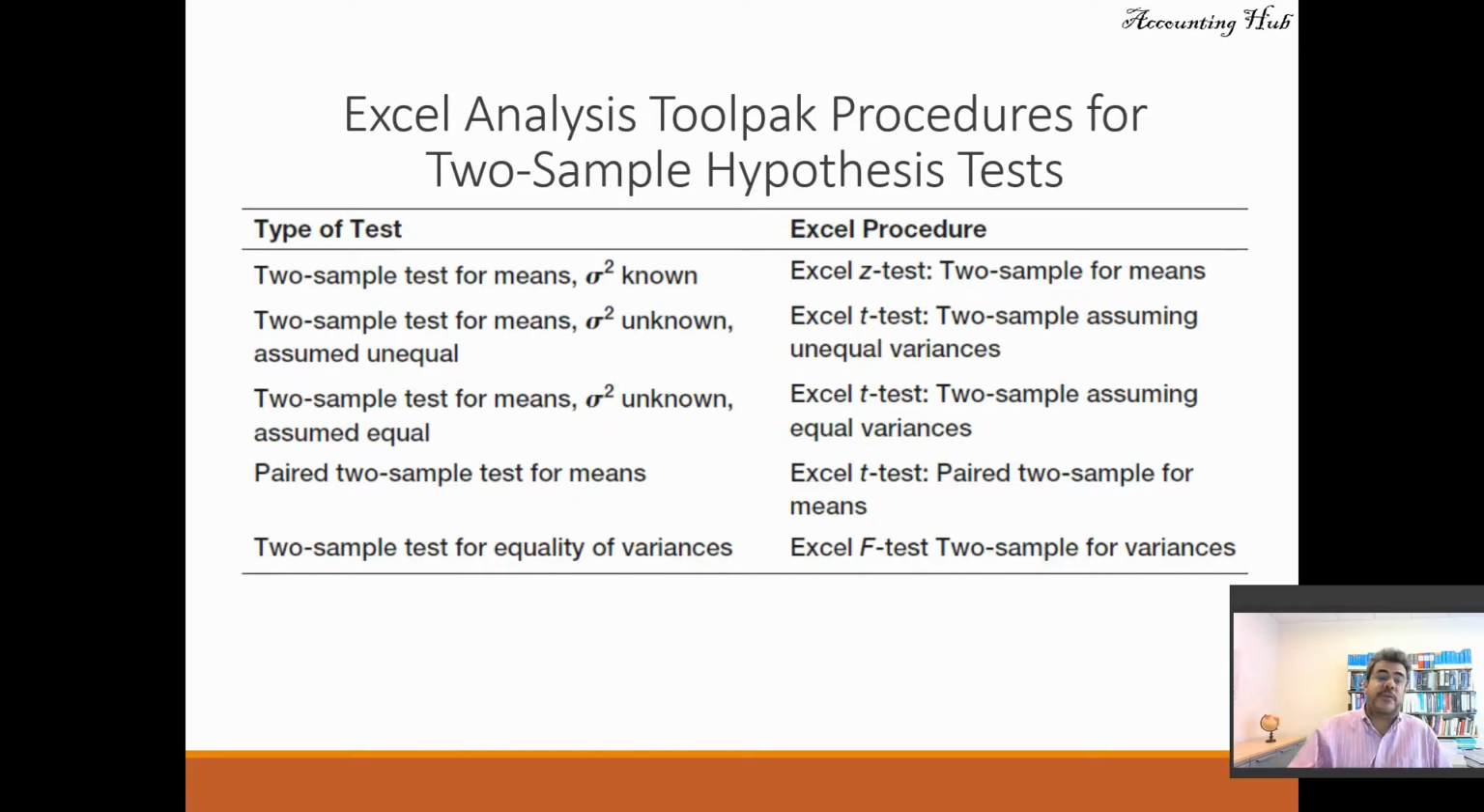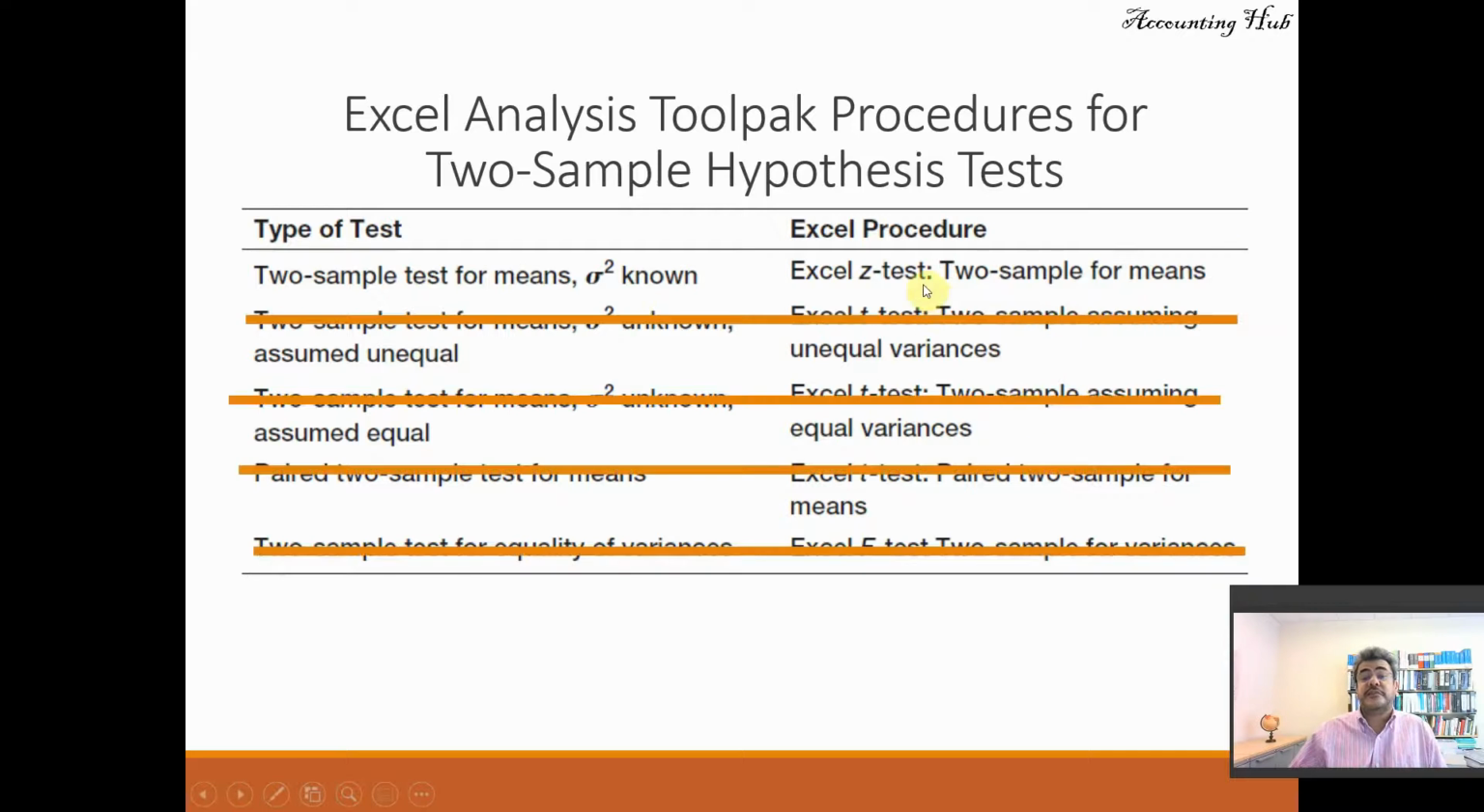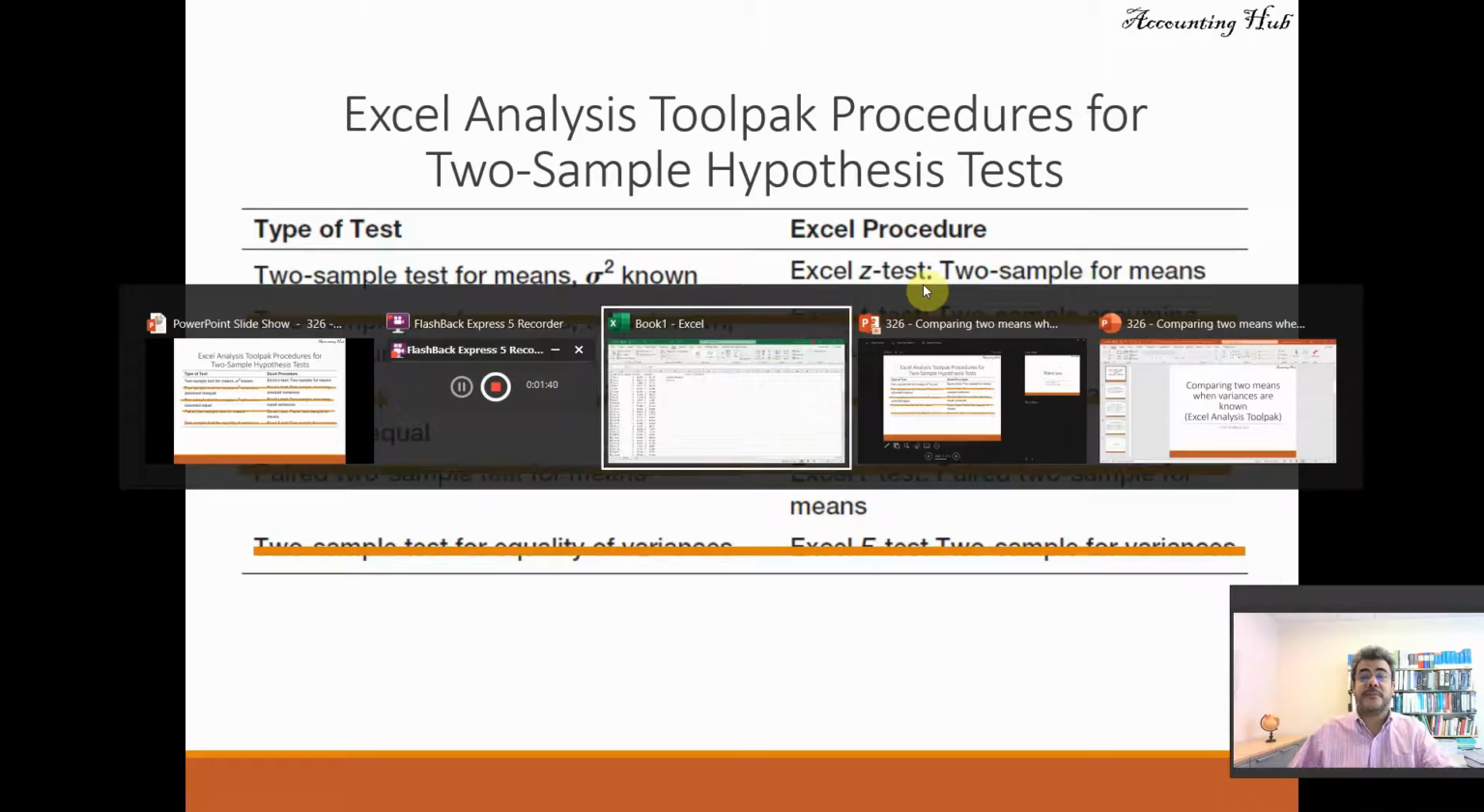So, okay, if we go to the Excel Analysis Toolpak, we have 5 different tests: 2 sample tests for means, variance known, variance unknown, and so on. What do we use? We use the z-test, 2 sample for means. So Excel z-test. So okay, how do we do that?